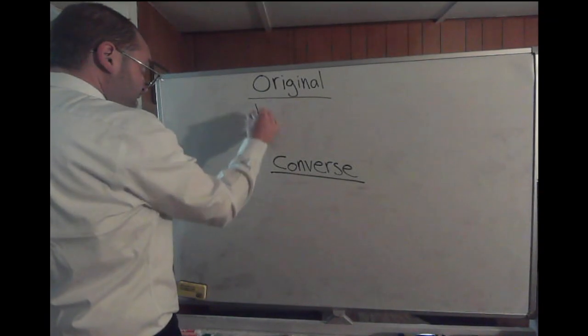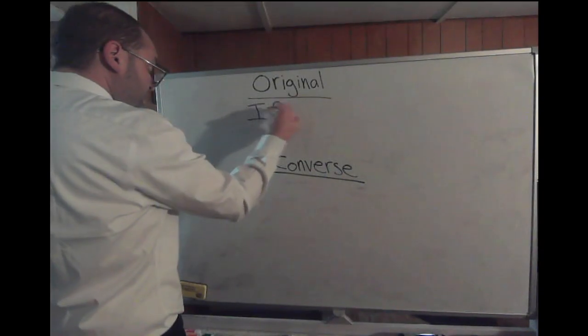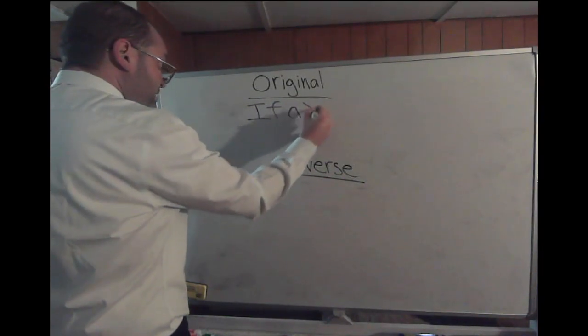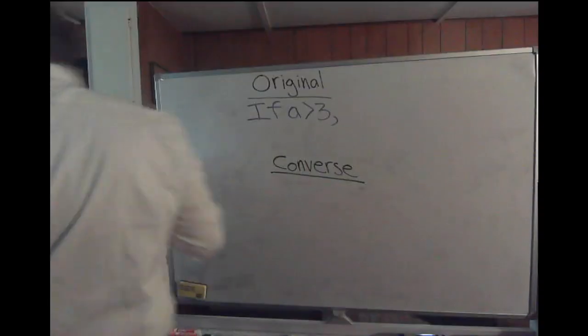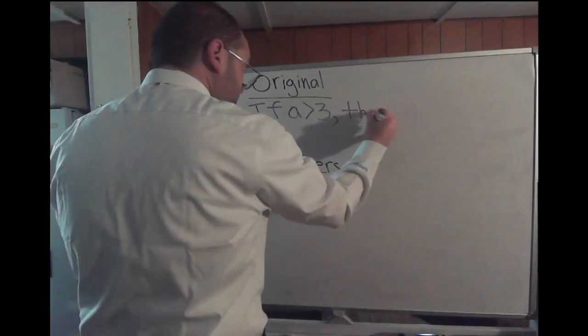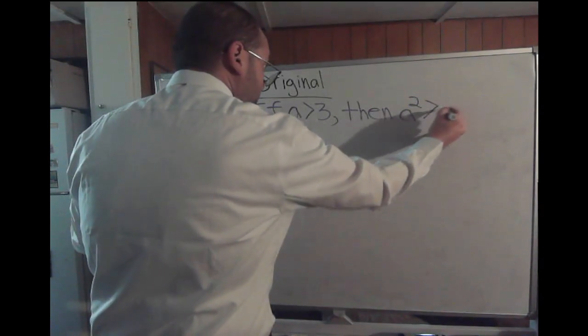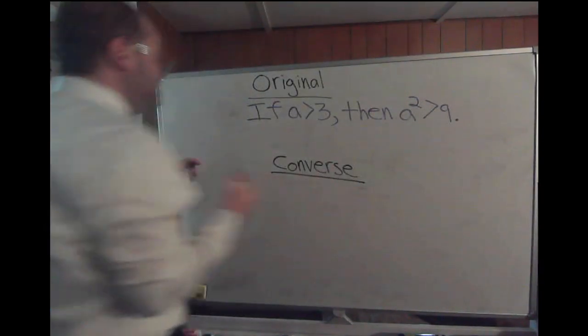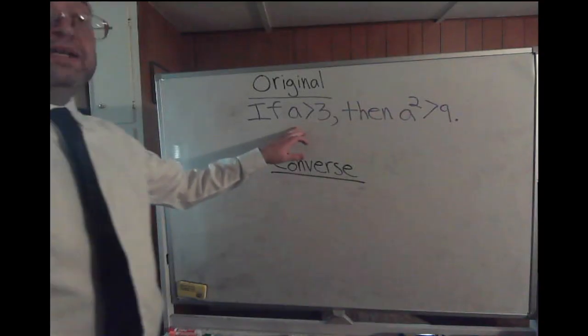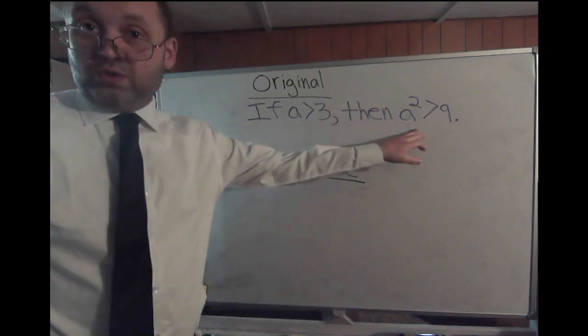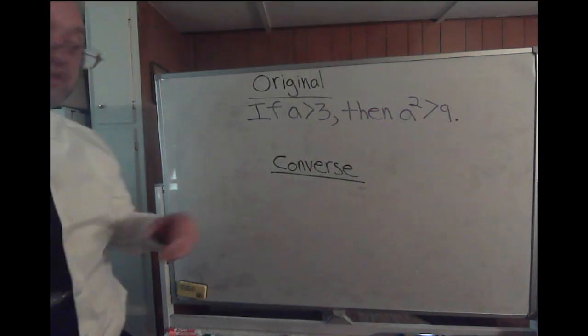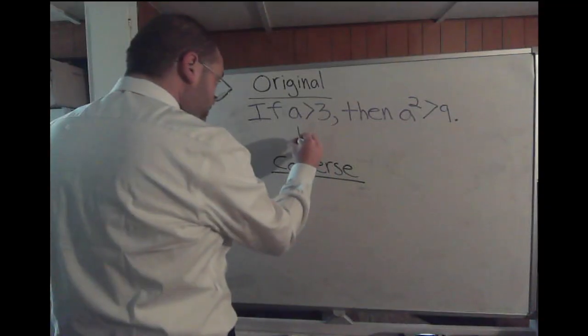So if A is greater than 3, then A squared is greater than 9. Alright, so here's the original statement. If A is greater than 3, then A squared is greater than 9. That would be true. That's absolutely true.